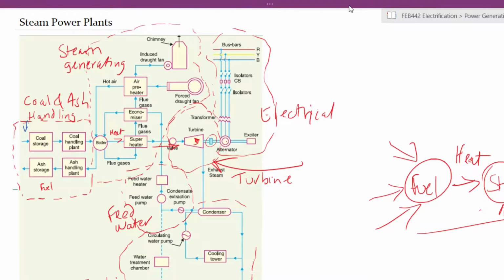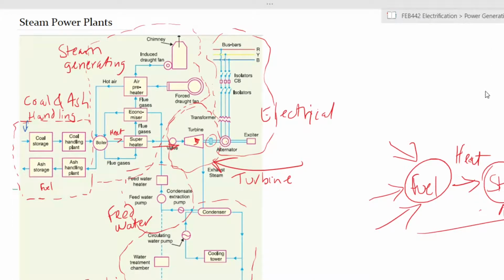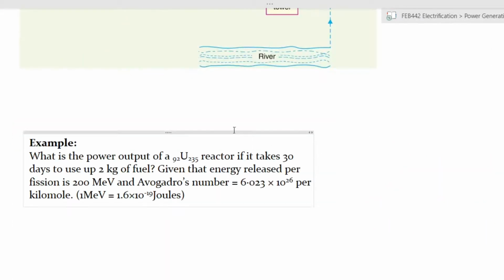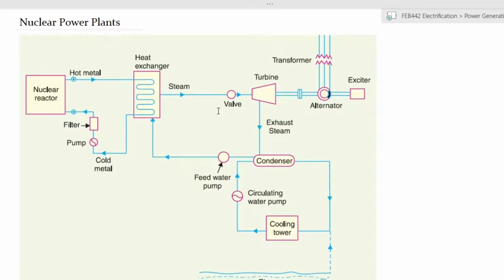The next kind of plant that we can look at is nuclear. A nuclear power plant is a similar sort of plant. Make sure you note that we are using steam once again. We have the same valve, the same turbine, the same alternator. So this is essentially a steam power plant. The only difference is that you're making use of nuclear materials or nuclear power to create the heat that we are talking about.